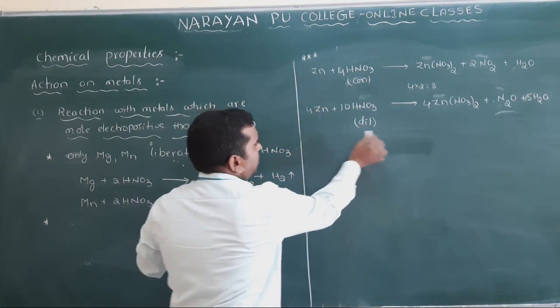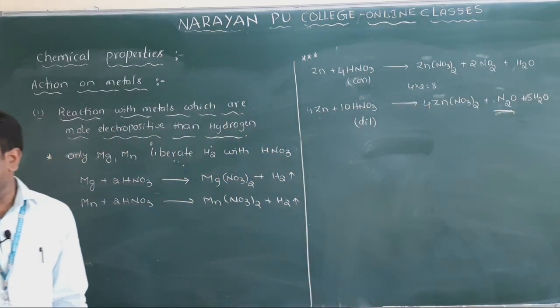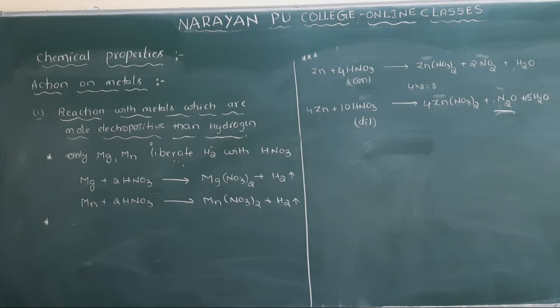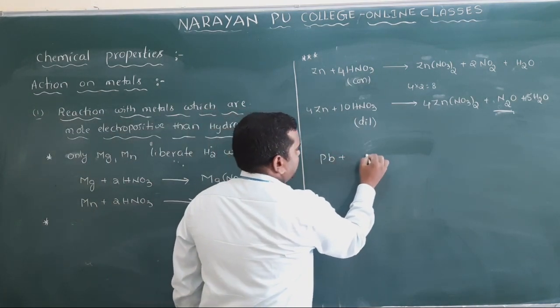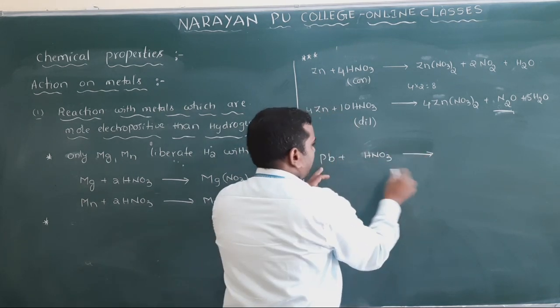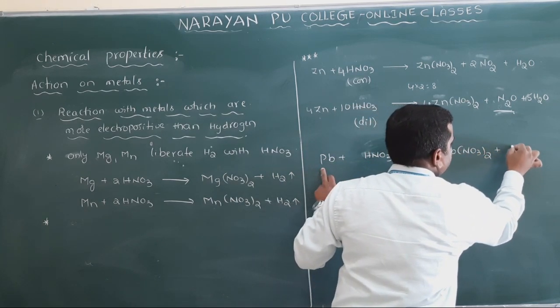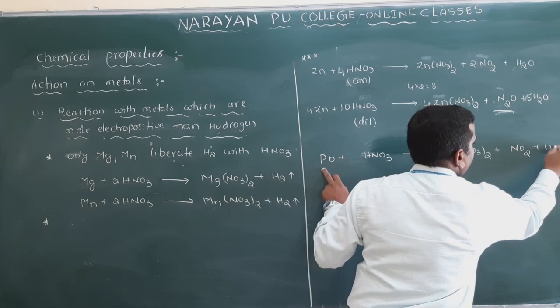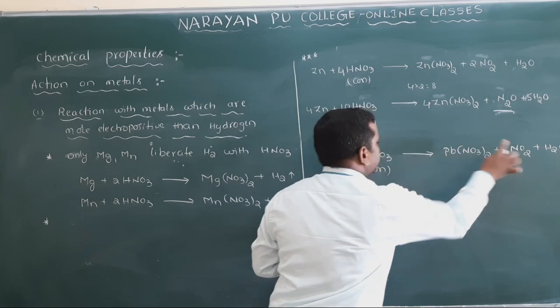Except here, only zinc. If you take the remaining metals, this is very, very important. Take lead also; lead gives nitric acid products easily. Suppose the same, take lead with concentrated HNO3, I will write directly. The only exceptional case is with zinc. Concentrated HNO3 gives Pb(NO3)2 plus NO2 plus H2O. Clear? Same, this is with concentrated. NO2 means concentrated.